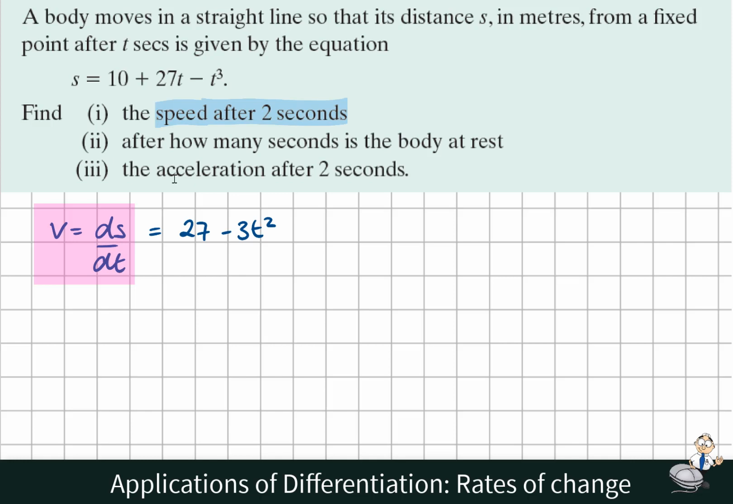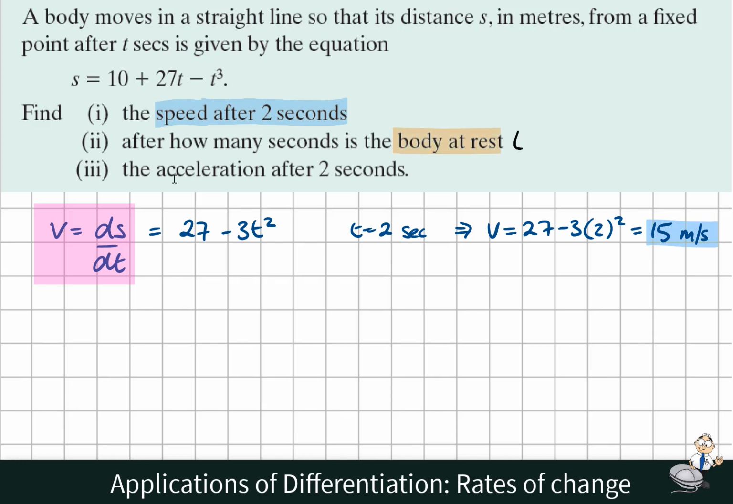After 2 seconds, what would this be? This means instead of t, we're going to sub in 2, giving us that the velocity is 27 minus 3 times 2 squared. Now 2 squared is 4, 3 fours are 12, 12 from 27 is 15, so 15 meters per second would be the velocity after 2 seconds.